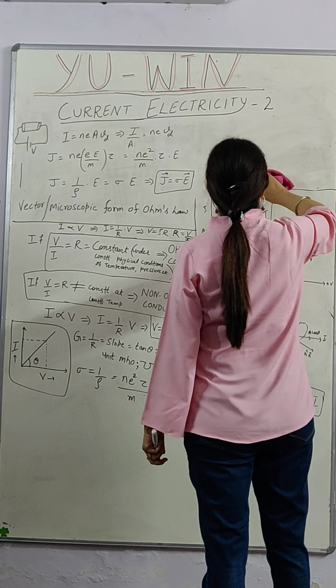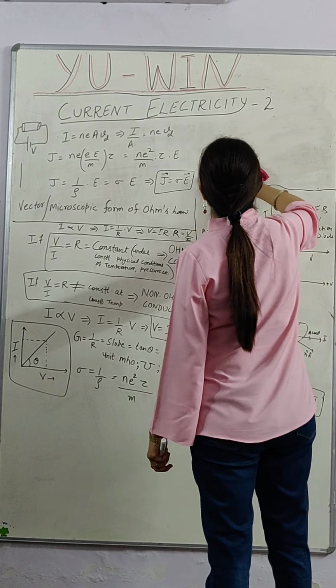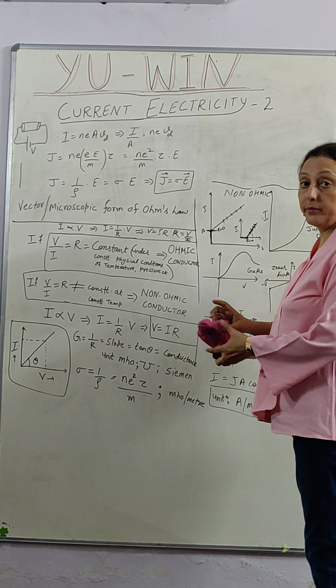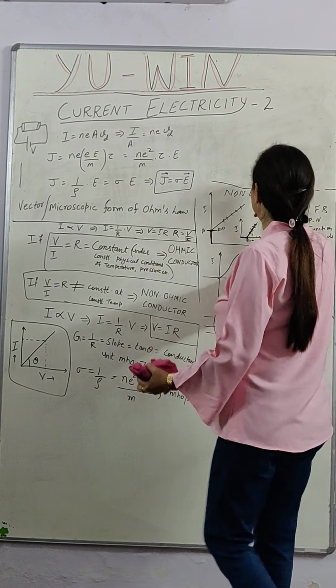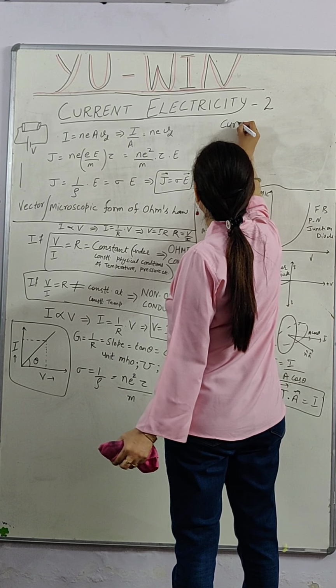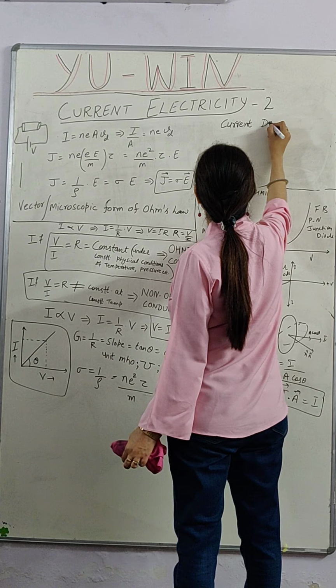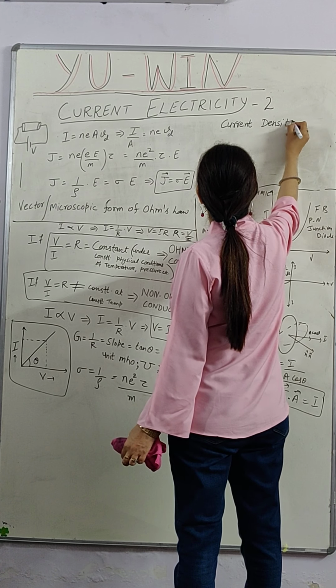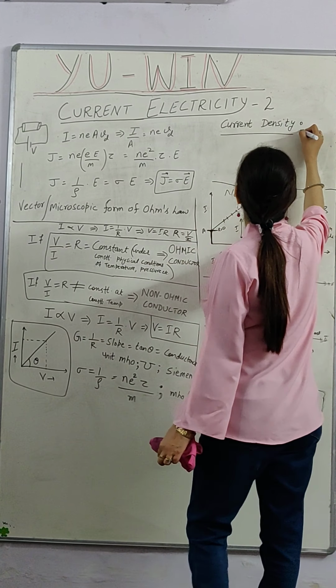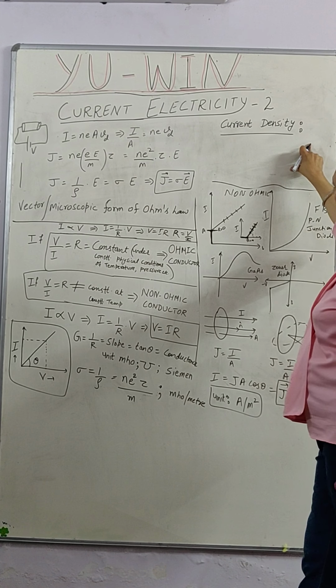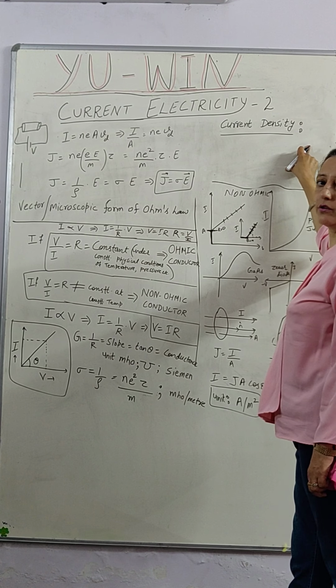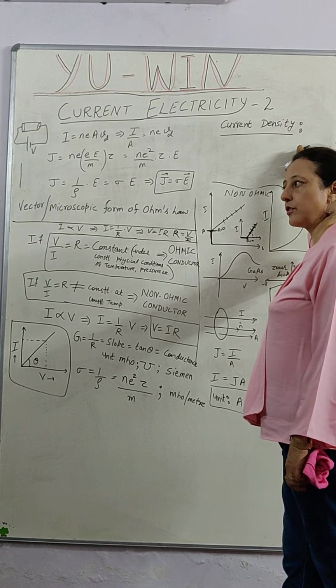So the graph of an ohmic conductor will be like y is equal to mx. Even if it is y is equal to mx plus c, with plus or minus c, still it will be non-ohmic. So now we come to another term called current density. In the first lecture, we studied that current is a scalar quantity, but current density is not a scalar quantity. Current density is a vector quantity.